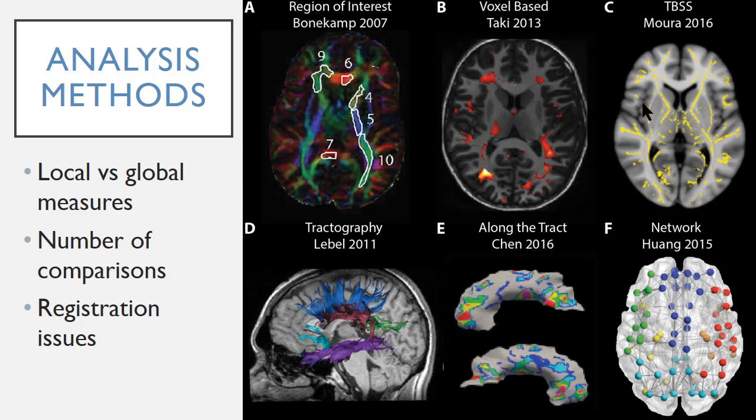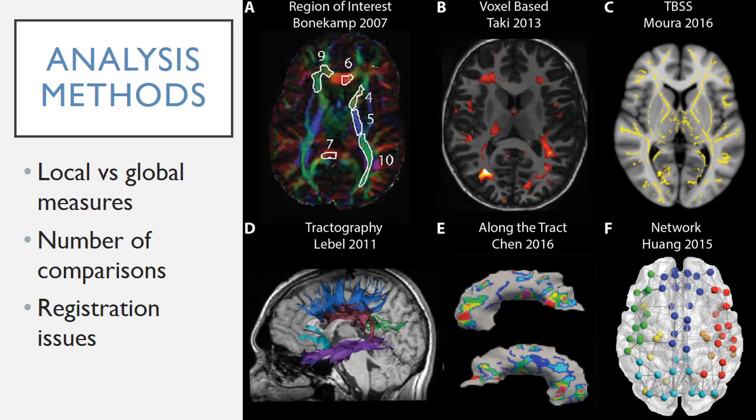TBSS is essentially a voxel-based approach that tries to overcome some of the limitations of the standard voxel-based ones by looking at a white matter skeleton and analyzing differences only on the skeleton. So it's a little bit less sensitive to registration and also deals a little bit better with the multiple comparison problem because in a voxel-based approach, you're looking at thousands and thousands of voxels. It also still has limitations. You're not measuring all of the white matter. It's still somewhat susceptible to misregistration.